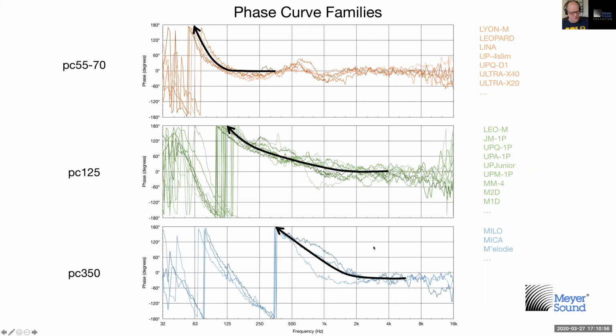That's another family of similar phase curves. However, there's a third family that we can refer to, and that is the so-called M-series products such as Milo, Mike, and Melody. And they have their first wraparound living around 350 Hertz, and we refer to that family of phase curves as PC350. And those are generally the three major families of curves that you will find in a Meyer Sound ecosystem. However, it also sets the table for these loudspeakers not being able to play nice with each other out of the gate. And that is something that delay integration as part of product integration solves with a few mouse clicks.